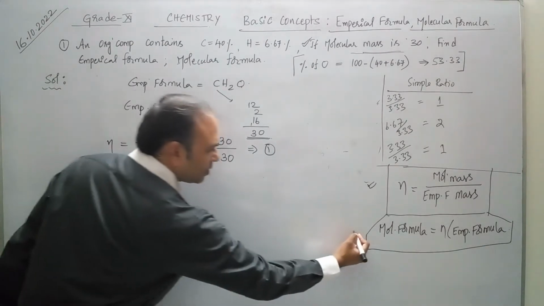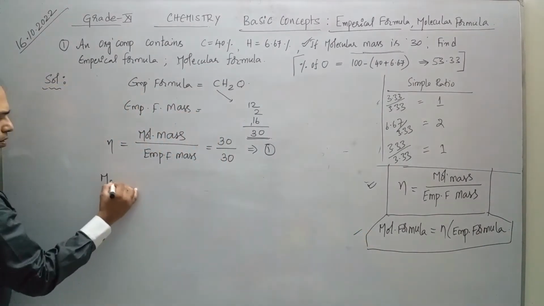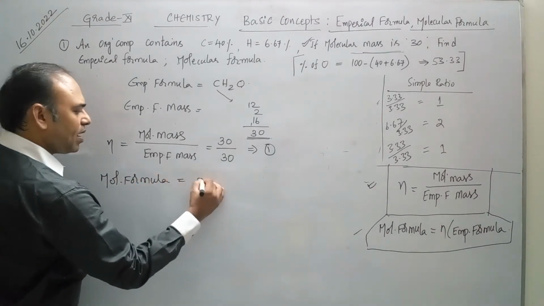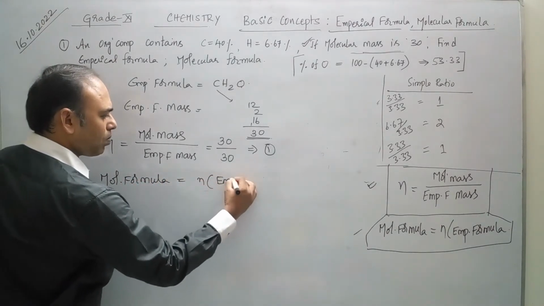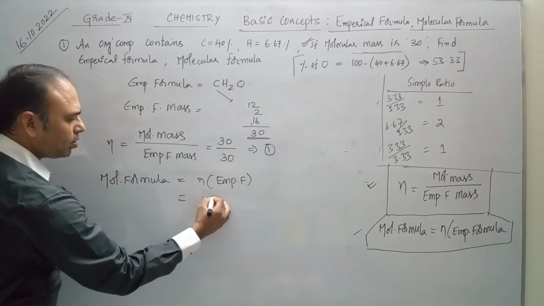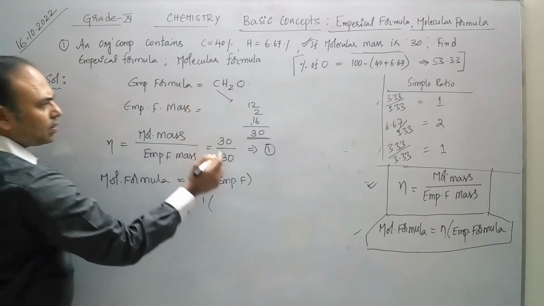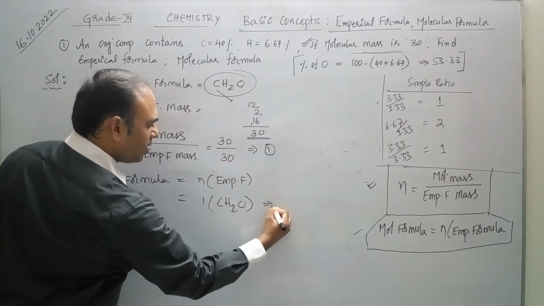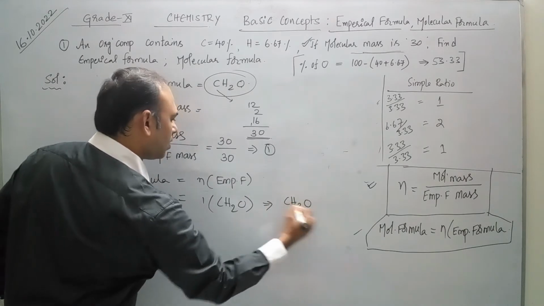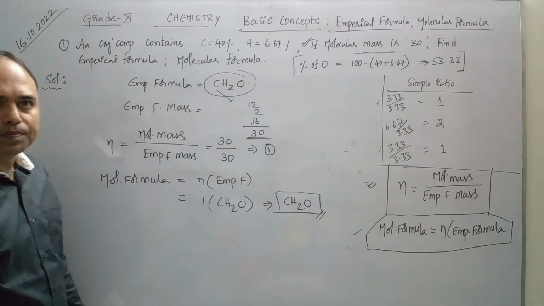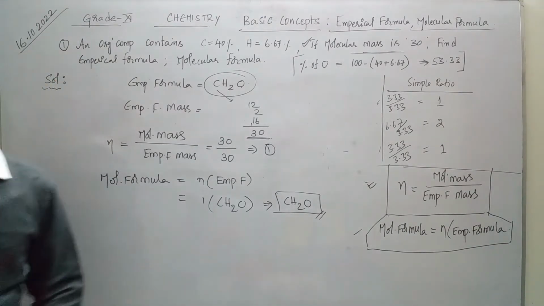Now the last step, to get molecular formula we have N into empirical formula. So what is N? N is equal to 1. What is empirical formula? CH2O. Finally what we get? We get the molecular formula is CH2O. So let us move to the next question.